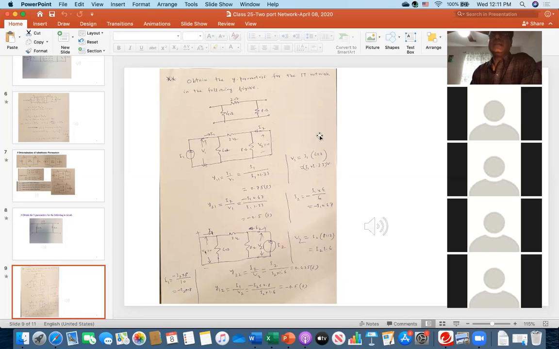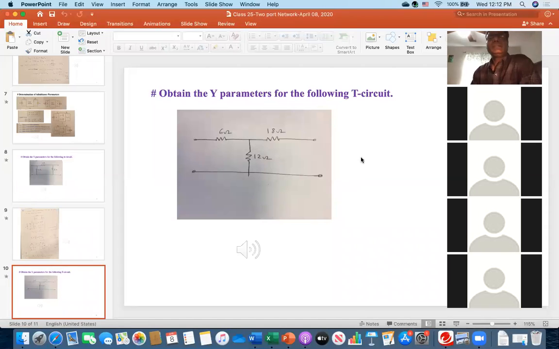Okay, I think I have one more problem, and then that's all for today. You see, this is the last problem for today. Obtain the Y parameters for the following T circuit. Everybody see, as I told you, the previous one was a pi circuit, but this one is the T circuit. You see, it looks like the symbol T, like you see that upper bar and then this bar. So it looks like the letter T. Accordingly, it is called the T circuit.